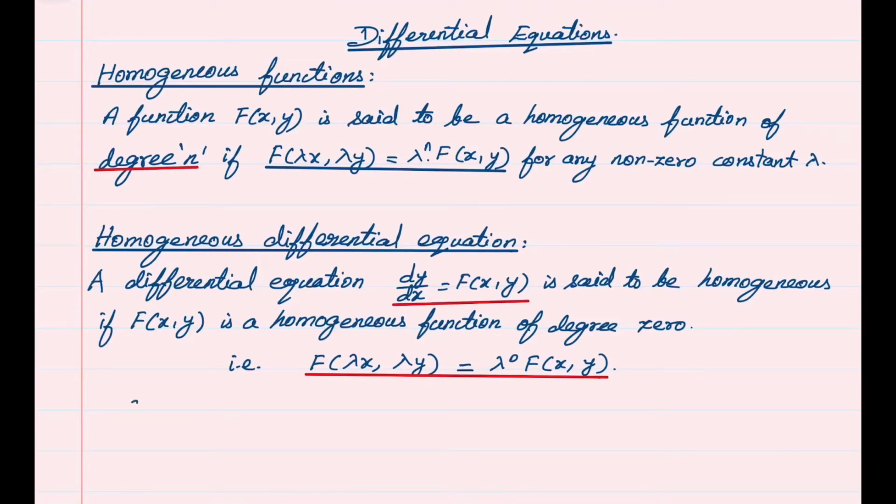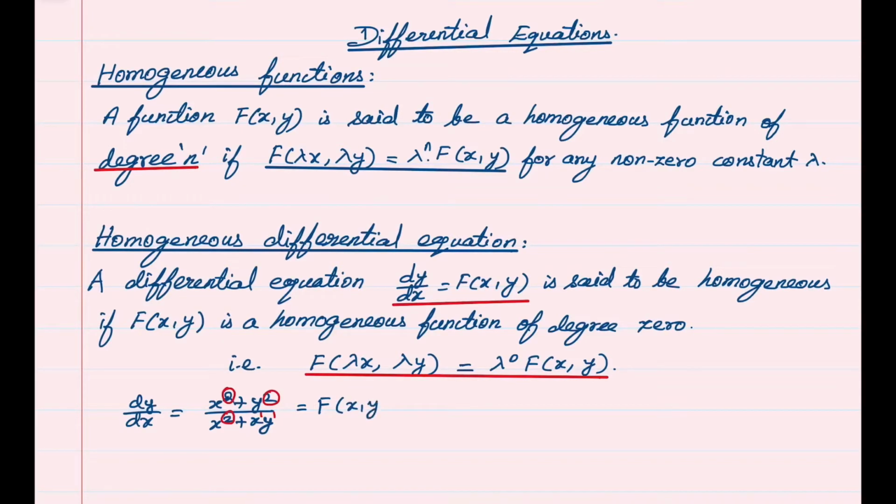For example, let us consider this differential equation: dy by dx equal to x square plus y square divided by x square plus xy. If dy by dx is a rational expression, easily we can make out that it is homogeneous. Degree of each and every term is the same: 2, 2, 2, 1 plus 1 is 2. So, for a rational expression, if degree of each and every term is the same, then it has to be a homogeneous equation. Homo means same. Or we can check using this lambda method.